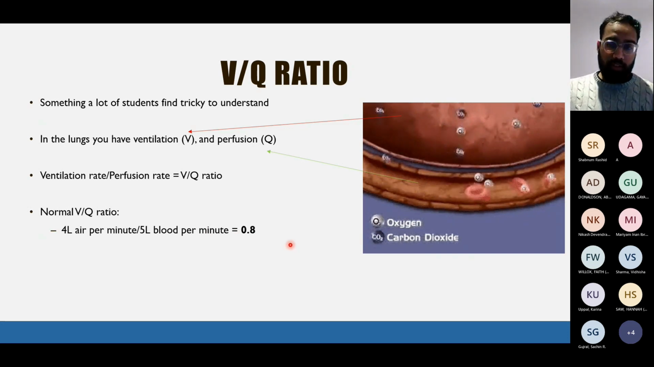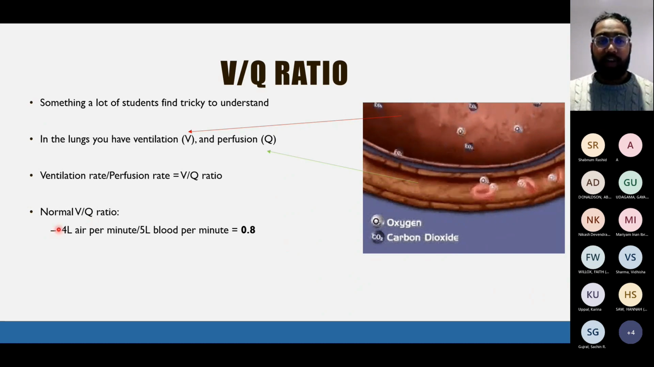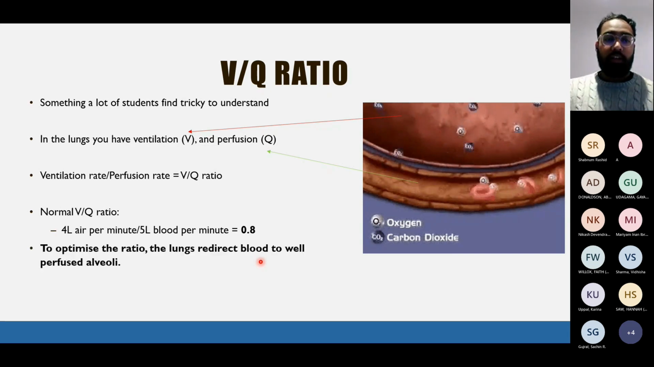And we can expect when we start to exercise, because we need more air, we're breathing faster, the air intake per minute goes closer to 5 liters a minute, and our VQ ratio then becomes 5 liters of air per minute divided by still 5 liters of blood. So the VQ ratio goes more towards 1, which is still physiologically normal if you're exercising.